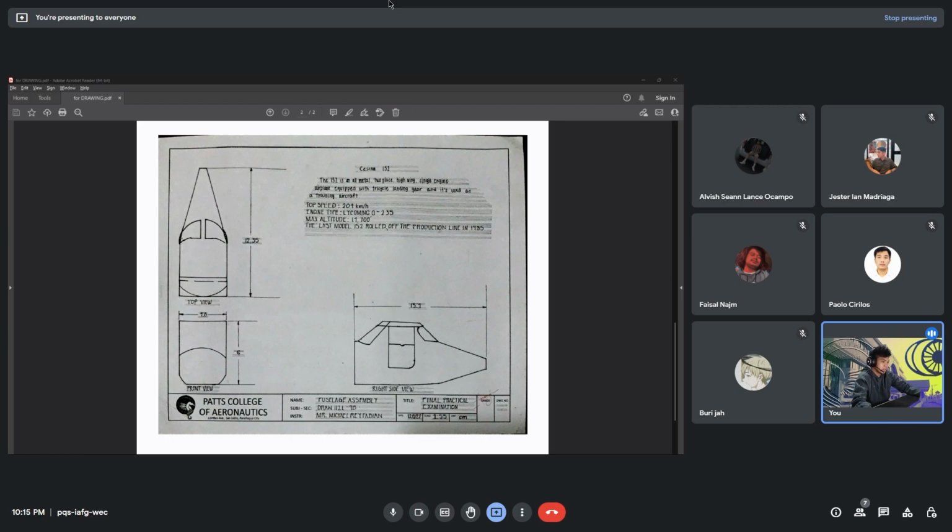To give you a basic idea, fuselage is the main body of the aircraft that holds the other components together. And today we will be taking the fuselage of a Cessna 152 as an example based on this engineering drawing. Take it away, Jester Ian. It's your turn.